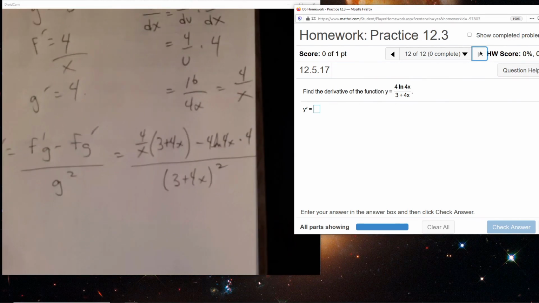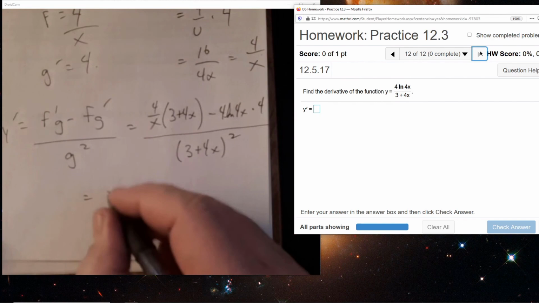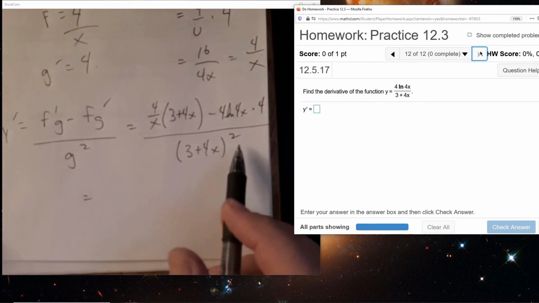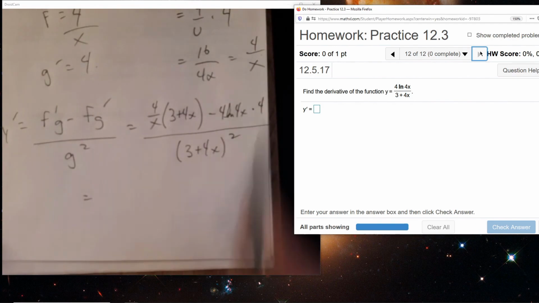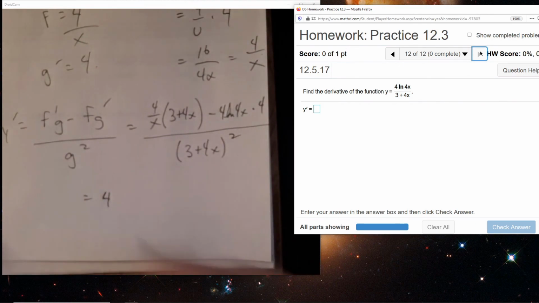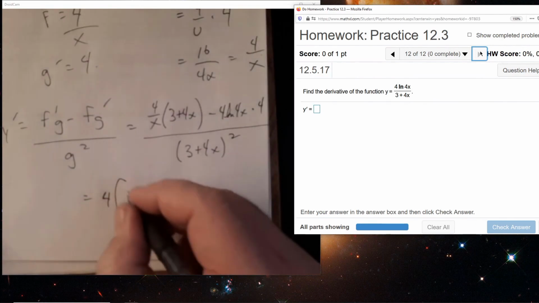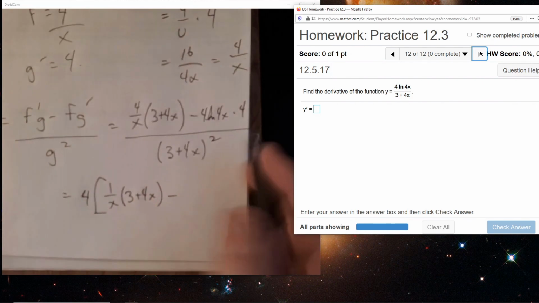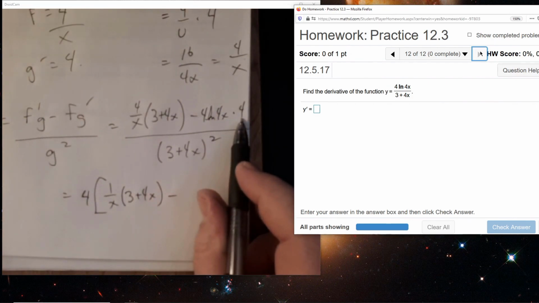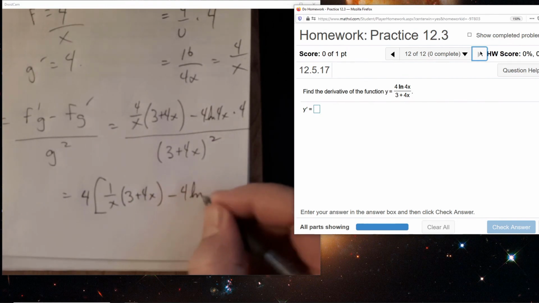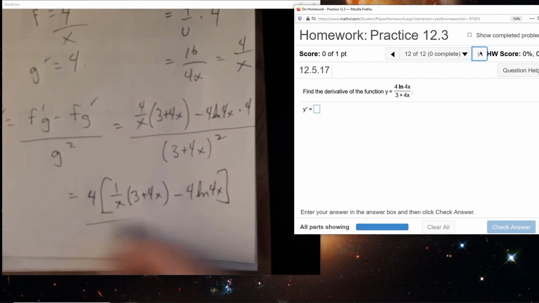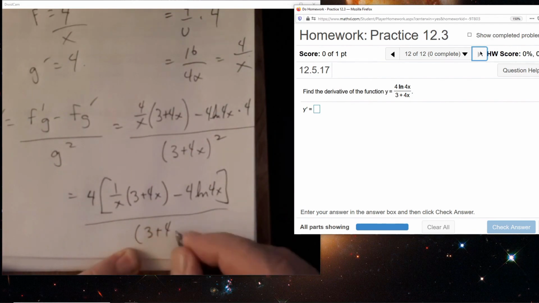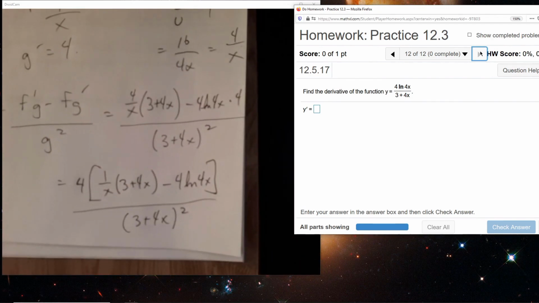And we'll do our best to clean this up. So in this case, the only greatest common factor we really have here is a 4. So there's a 4 here. Factor that one out. And that's about as good as our answer is gonna look.